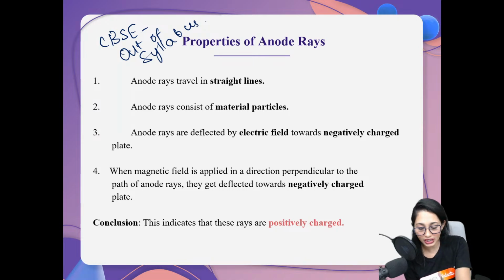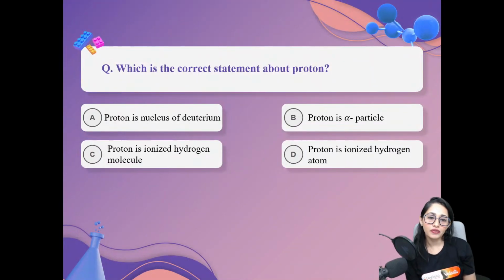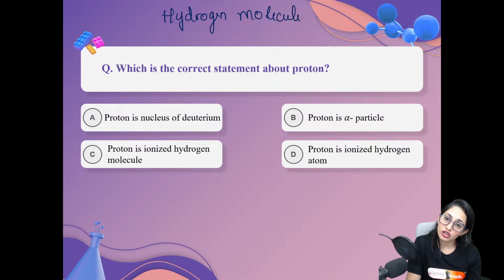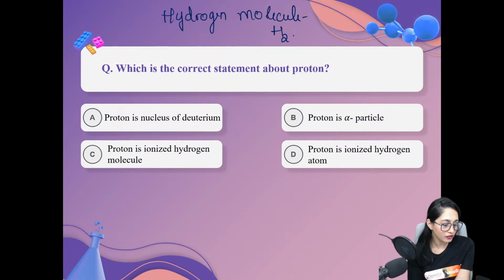Which of the statements is correct about proton? Proton is nucleus of deuterium. Proton is alpha particle. Proton is ionized hydrogen molecule. Proton is ionized hydrogen atom. When you say hydrogen molecule, it is H2, guys, because hydrogen is a diatomic molecule. Diatomic means one molecule of hydrogen consists of 2 atoms of hydrogen. So what will be the answer?